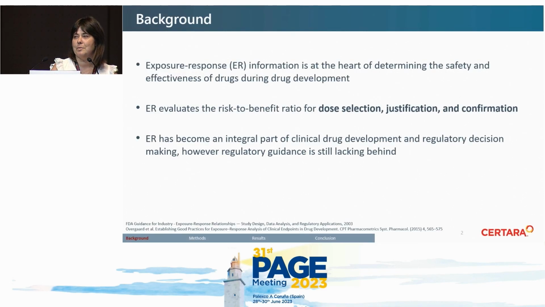And I'm sure some of the background slides here are no news to this audience. We all know that exposure response information is at the heart of determining the safety and effectiveness of a drug during drug development. ER evaluates the risk-benefit ratio for dose selection, justification, and confirmation. And ER analysis has become an integral part of clinical drug development and regulatory decision-making. However, we've noticed that there's been a change in the last probably year or two, and that the guidelines are somewhat still lagging behind.